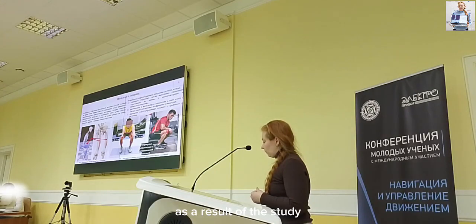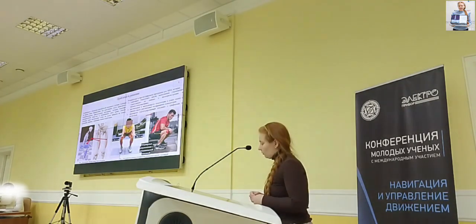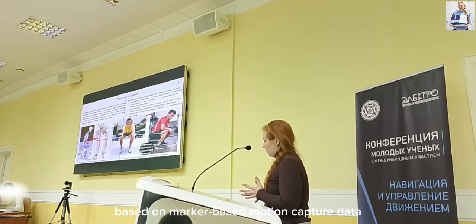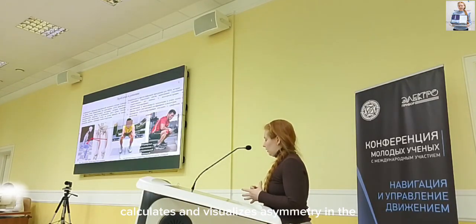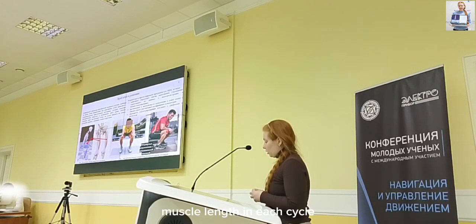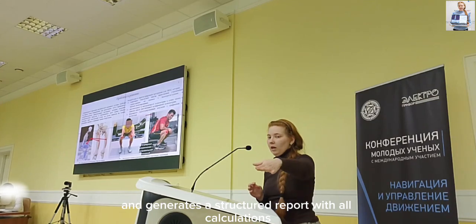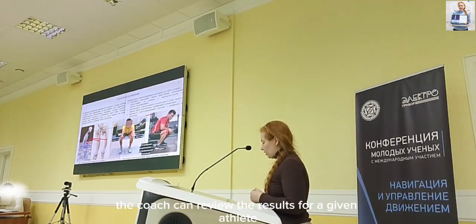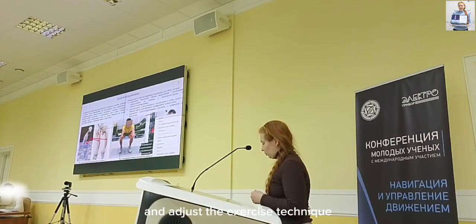As a result of the study, a computer program was developed that adaptively identifies squat exercise cycles based on marker-based motion capture data and biomechanical modeling, calculates and visualizes asymmetry in the muscle length in each cycle, computes a coefficient of relative asymmetry, and generates a structured report with all calculations, which is provided to the coach. The coach can review the results for a given athlete and adjust the exercise technique.